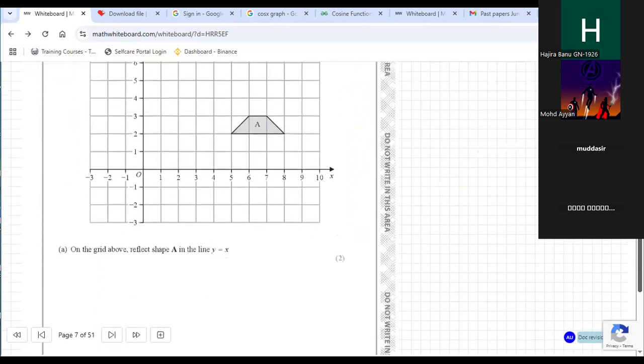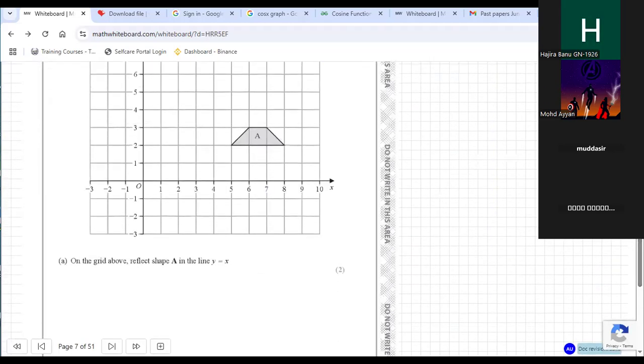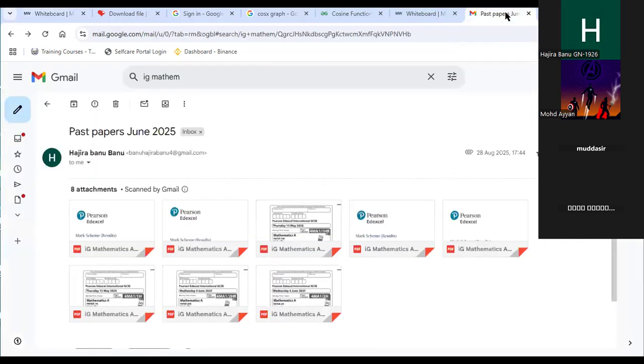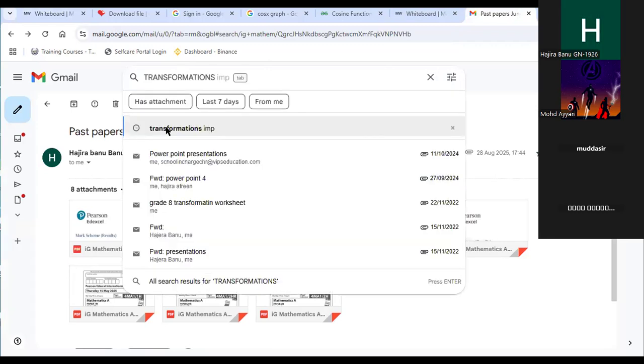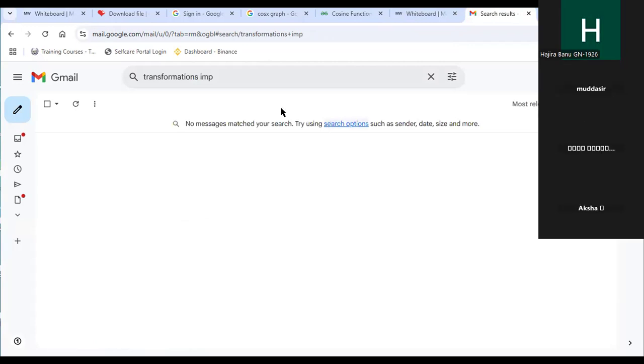Now, can anybody, I hope that all of you know how to find reflection, translation, all the transformations are clear to you people? I'm asking a question. Is it clear or not? Not really. Not clear? No, ma'am. Okay.